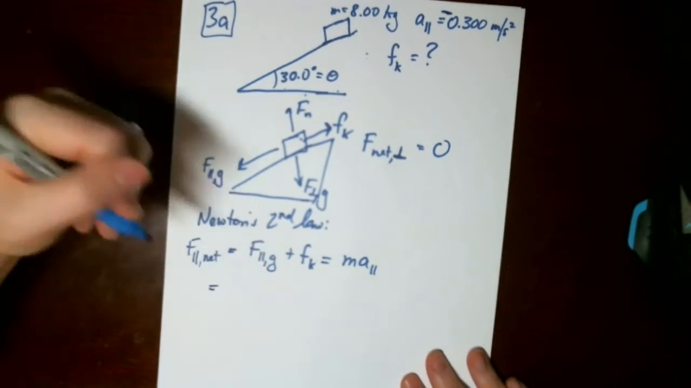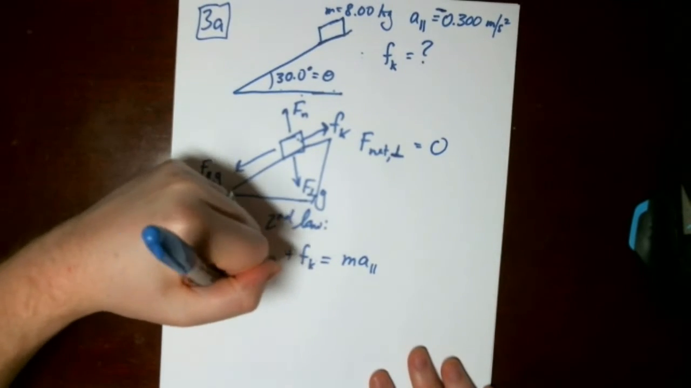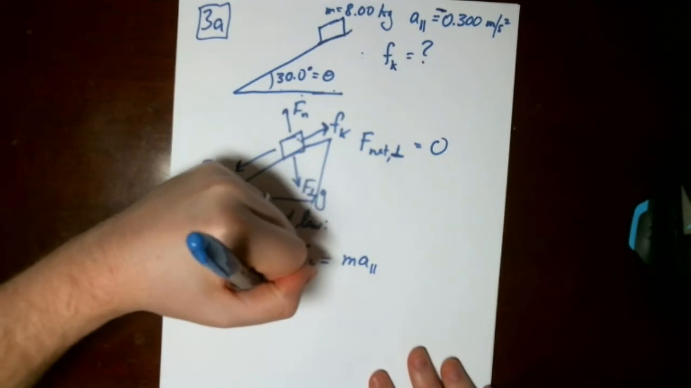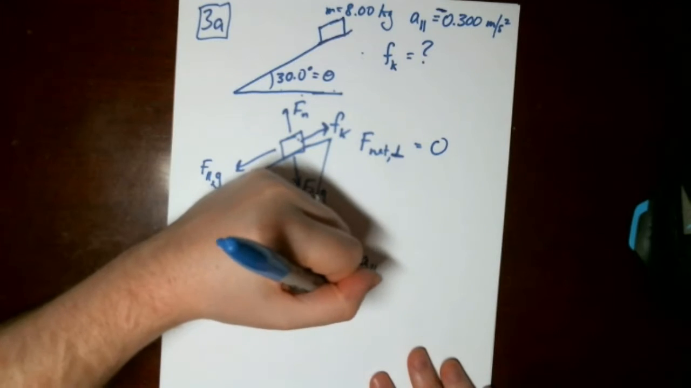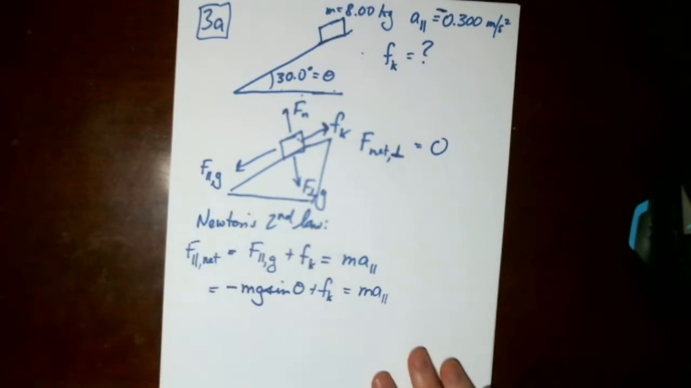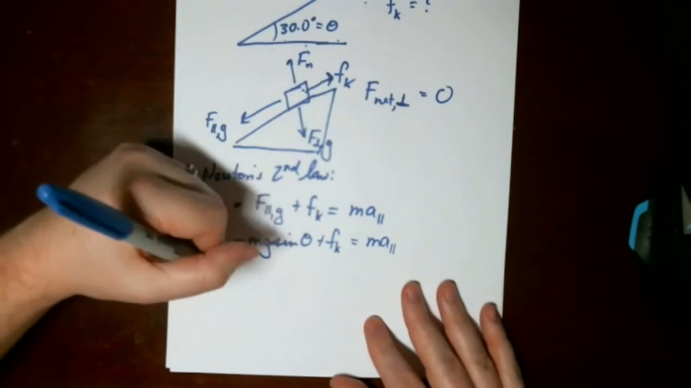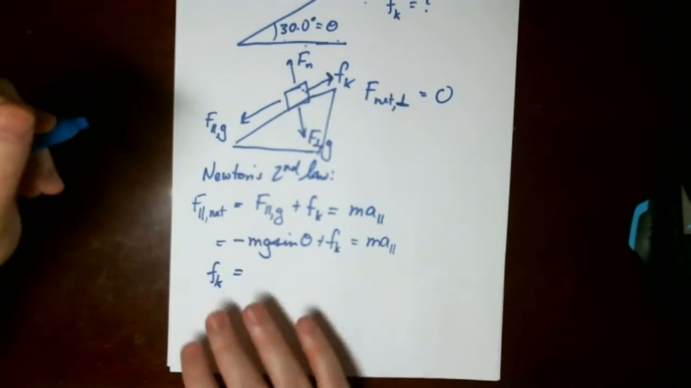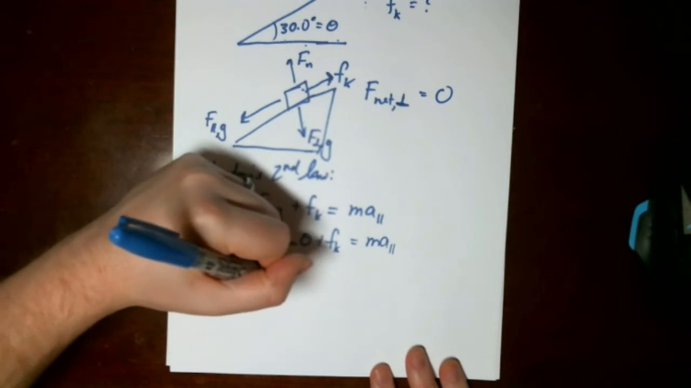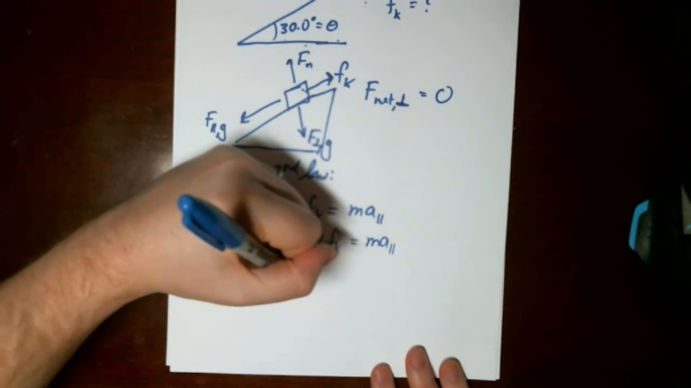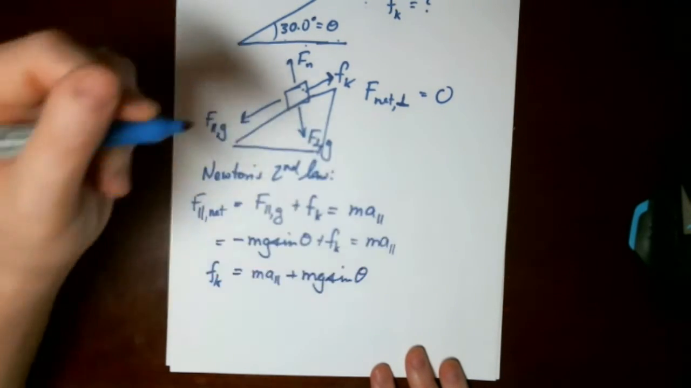Okay, with that in mind, we know we have our expression for the parallel force of gravity. We know that is minus mg sine theta. And then we have our force of friction, and then we have m a parallel. So all we really need to do here is solve for the force of friction, F sub k, in terms of all these other things. And so in that case, we're going to have m a parallel plus mg sine theta.